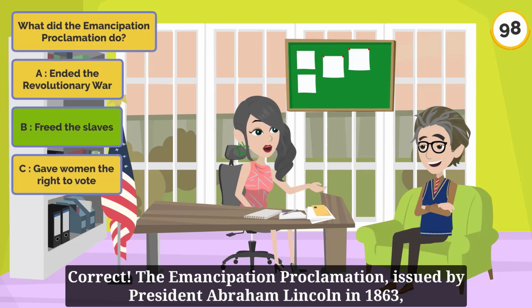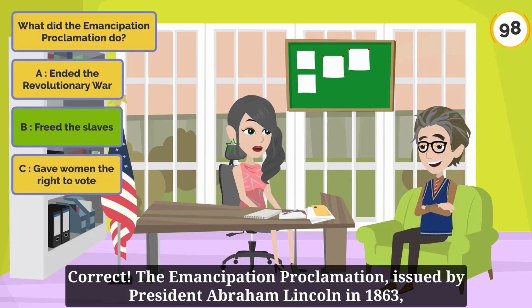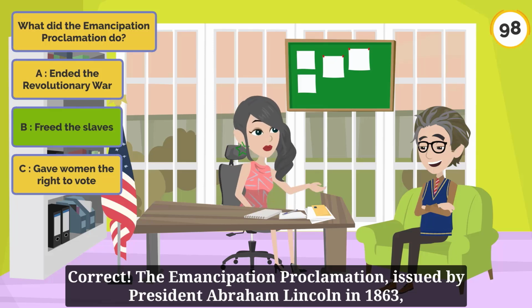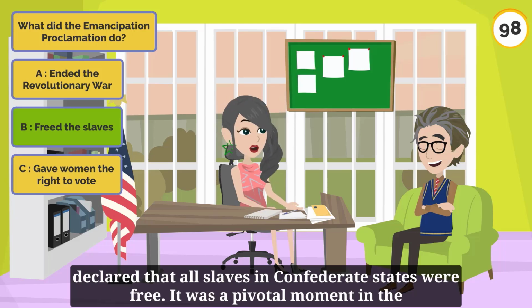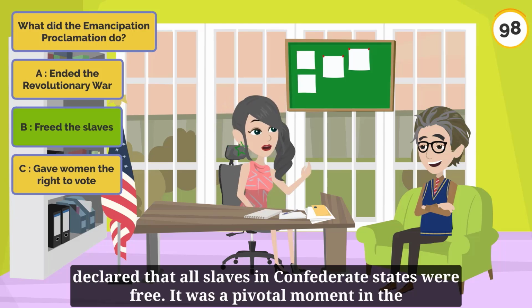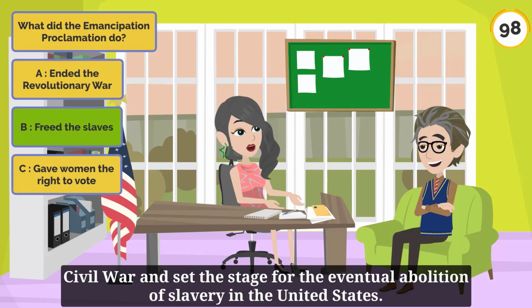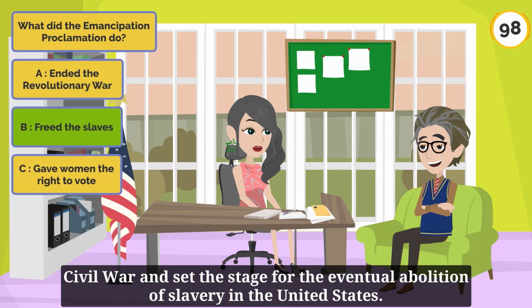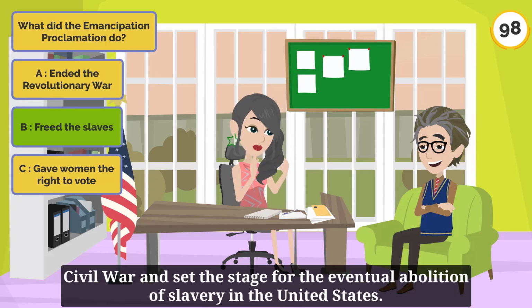Correct. The Emancipation Proclamation, issued by President Abraham Lincoln in 1863, declared that all slaves in Confederate states were free. It was a pivotal moment in the Civil War and set the stage for the eventual abolition of slavery in the United States.